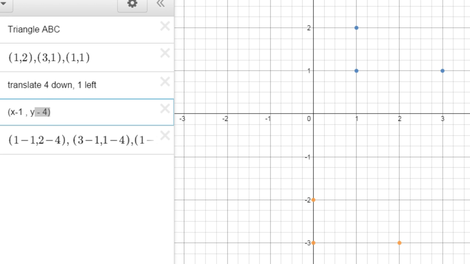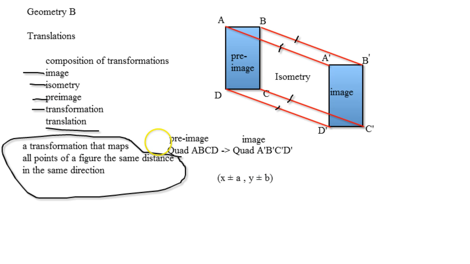Now, one thing we did not talk about was a composition of functions. Now, a composition of transformations is going to be several translations together, or it could be a translation and a dilation, or a translation, a rotation, and a reflection. I mean, there's all kinds of stuff you could do. So you just have to pay attention to what you're exactly doing, and in what order, and be very careful with it.